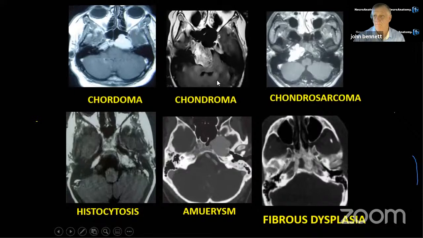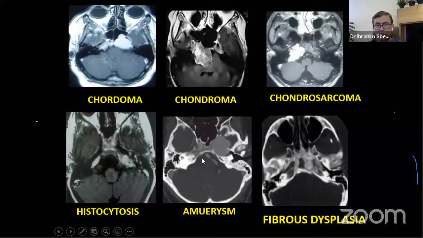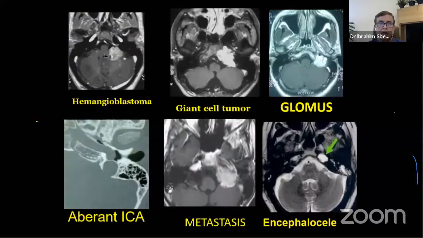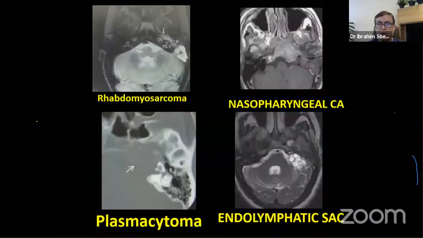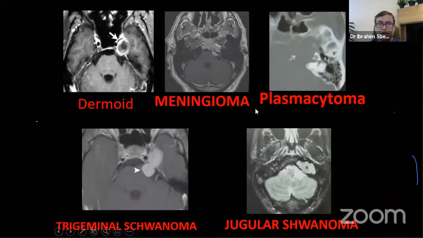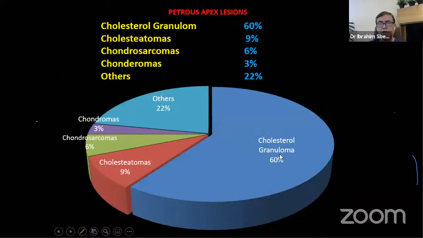Chordoma, chondroma, chondrosarcoma, histiocytosis, aneurysm of the petrous carotid, fibrous dysplasia. They love the base of the skull, fibrous dysplasia. Hemangioblastoma, giant cell tumor, glomus jugulare, aberrant carotid, not aneurysm, but it is aberrant. Metastasis, encephalocele, like meningocele, meningomyelocele, going into the petrous bone. Rhabdomyosarcoma, nasopharyngeal carcinoma, plasmacytoma, endolymphatic sac tumors, dermoid, epidermoid, meningioma for the petroclival area, trigeminal schwannoma, and jugular schwannoma. So the differential diagnosis is very wide.